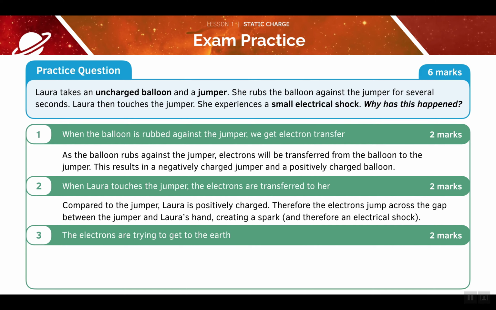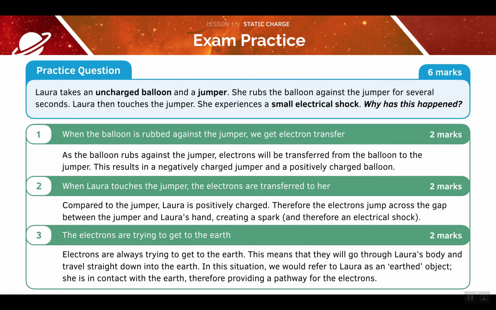The electrons are trying to get to the Earth, so they will travel through Laura's body straight down into the Earth. In this situation, we refer to Laura as the earthed object. She is in contact with the Earth, and therefore she's providing a pathway for the electrons.